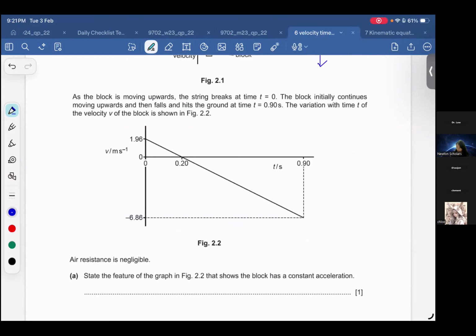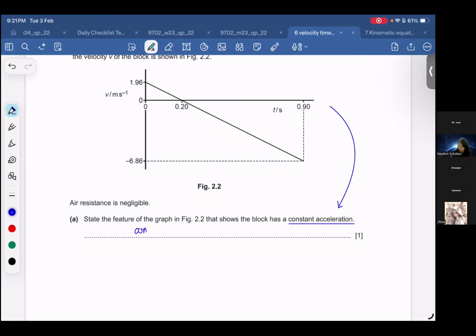State the features of the graph that show that the block has constant acceleration. How do you know the block has constant acceleration? What features of the graph show that the block has constant acceleration? So what is your answer? How do you relate this graph and show that the motion is constant acceleration? Chloe, correct. Jiaxuan, yes, but your answer is not complete. Constant gradient, showing constant acceleration. Write one more word, constant. Constant gradient. So I know that it is constant acceleration.